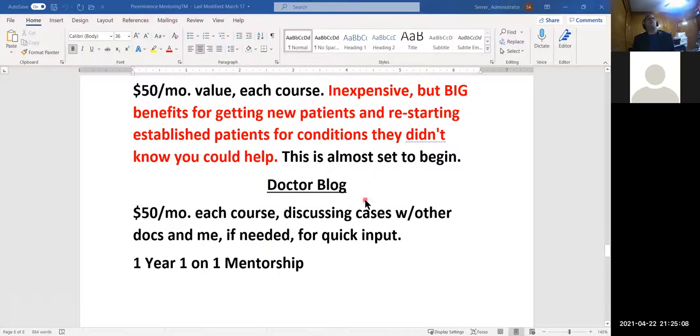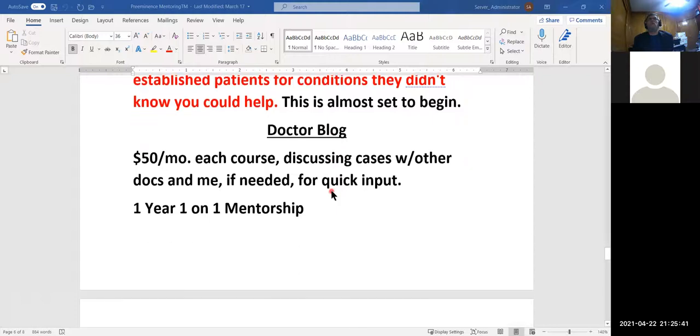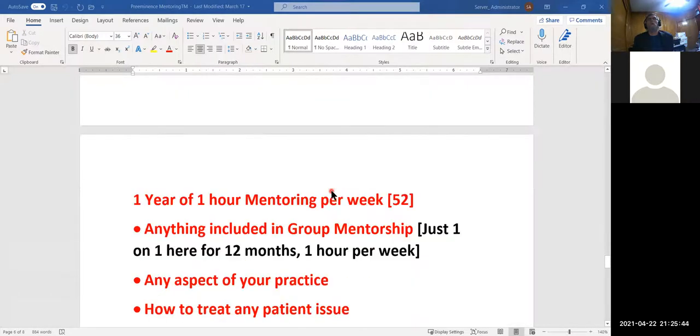Doctor blog, that's going up real soon, where you can interact with other doctors for each course. That's $50 per month for each course. Not only will they say, hey, I got this result on this patient by doing this TCAPS thing, they'll also say, well, I also threw in this from my own experience. You're not only going to get stuff that worked from TCAPS, you're going to learn some stuff that the doctors did outside of TCAPS to get a result also. Very much worth it. Those are going to be free with the one-year one-on-one mentorship.